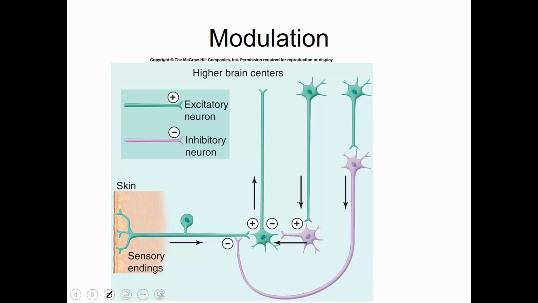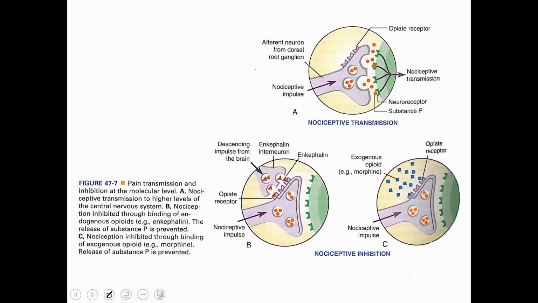So it's also called modulation. We have a sensory neuron coming in, and it could be releasing glutamate or it could be releasing substance P. We have a downward pathway releasing an opioid which binds to receptors. It's going to decrease calcium influx into this axonal terminus. We have less neurotransmitter release, and therefore we inhibit pain transmission up the spinal cord.